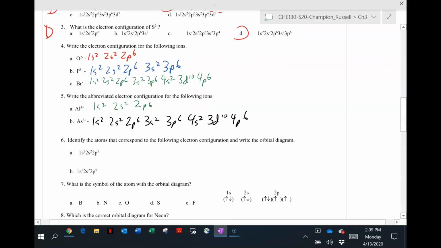Now, if we're asked for the atoms that correspond to the following electron configurations, that tells us that there's no charge, right? They're the same atom, so oops on that question. So these are both the same.